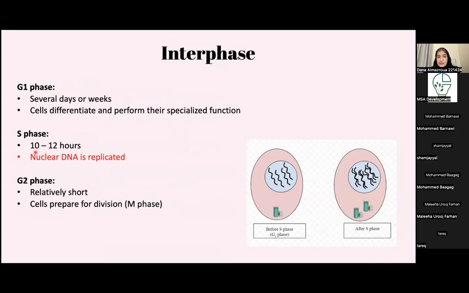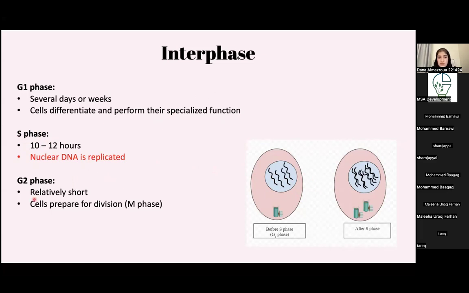In the S phase, which lasts for 10 to 12 hours, the nuclear DNA is replicated. I've highlighted this in red because this is very important. I want you to understand this before we go into the cell cycle in more detail: the cells replicate their DNA or nuclear material before they go into division. So in order for us to divide the cells, we need double the number of DNA material or chromosomes. So this happens in the S phase before going into meiosis or mitosis. The S actually comes from the word synthesis because we're synthesizing DNA.